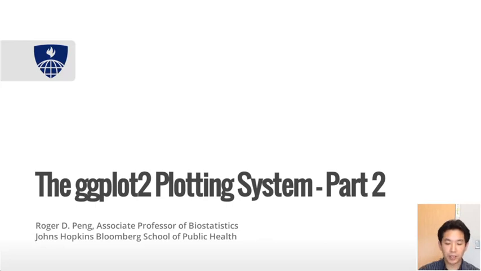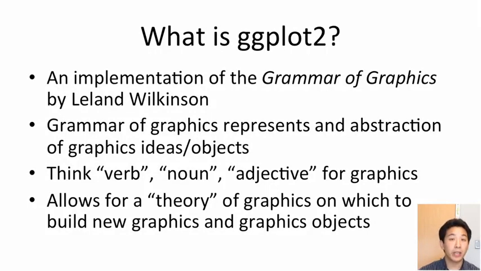So let's get started. Just to review a little bit, what is ggplot2? Remember, it's an implementation of the grammar of graphics, which was developed by Leland Wilkinson. And the grammar of graphics basically describes an abstract representation for graphics. The idea is that it's kind of the verb, noun, adjective for plots. So what are the basic elements that can be modified or cannot be modified, things like that. It allows for a theory of graphics that you can build on to develop new graphics using this abstract language.